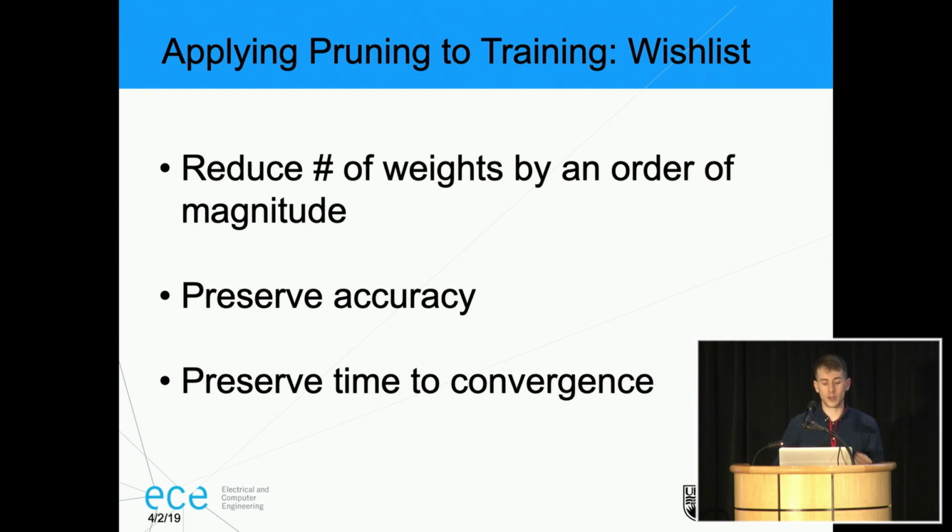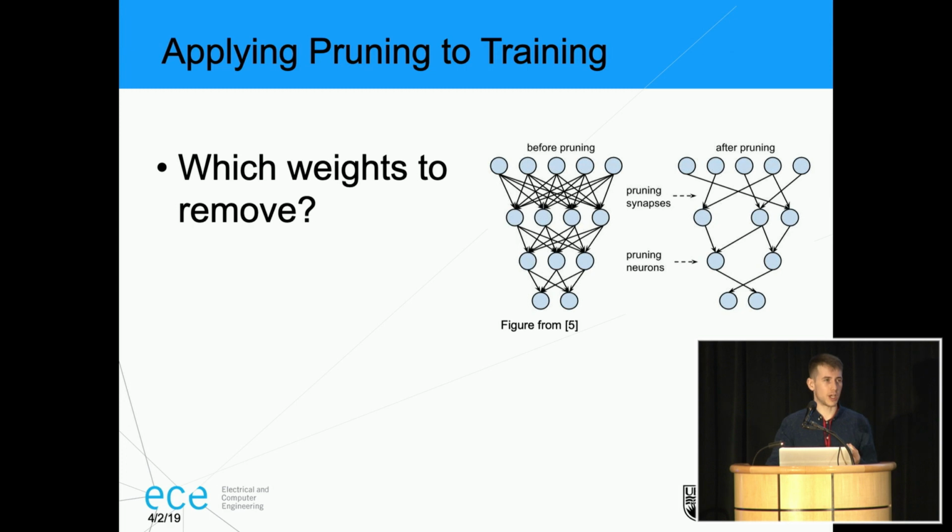And then finally, we also want to preserve the time to convergence. And the reason for this is if it takes 10 times longer to train your network on device, well, that's also going to end up using more energy than training it on a 1080 and then putting it onto the device. So the question becomes, how are we going to apply pruning to training? Which weights do we remove?